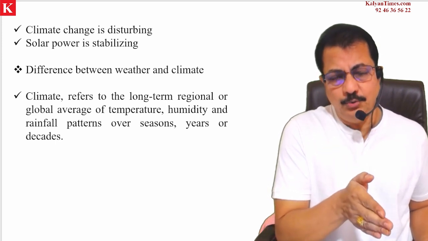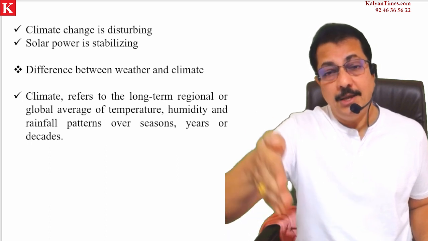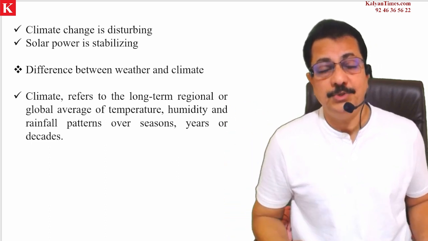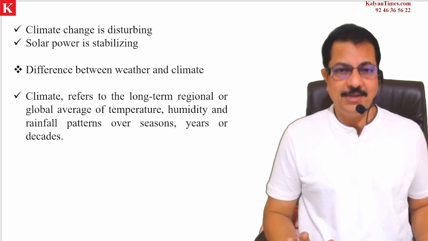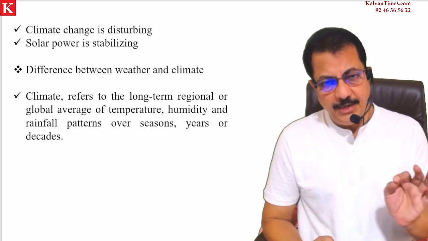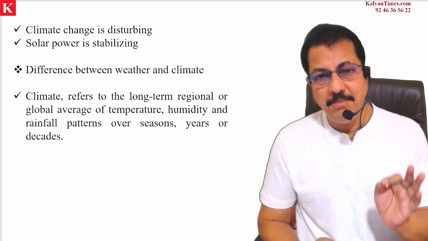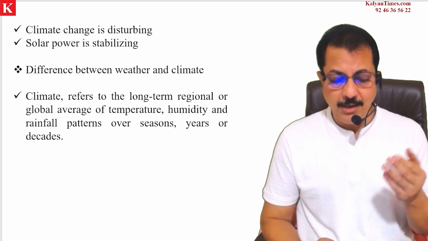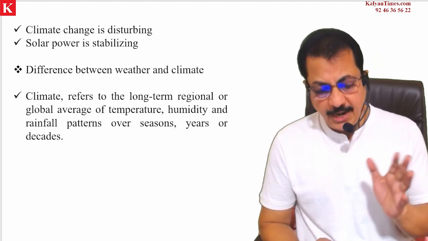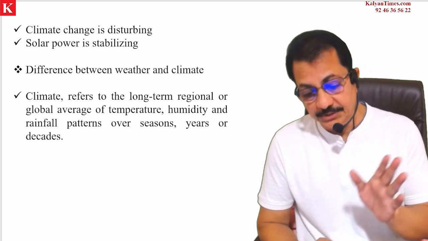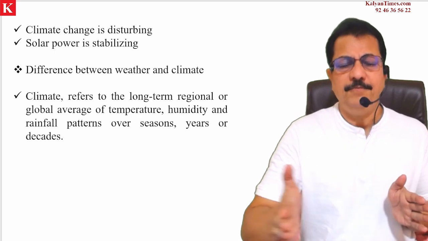Clear? Just remember very clearly, when it comes to weather, that is for the short term. When it comes to climate, this refers to the long term changes with respect to temperature, humidity, etc. Clear? Now look at this. Climate refers to the long term regional or global average of temperature, humidity and rainfall patterns over seasons, years or decades. So this is a long term phenomenon.